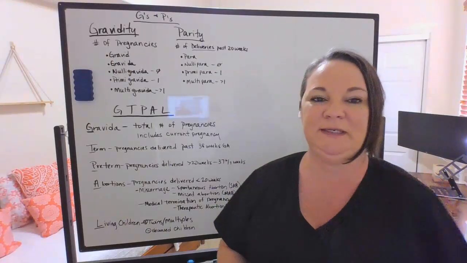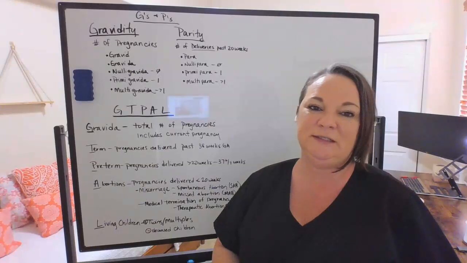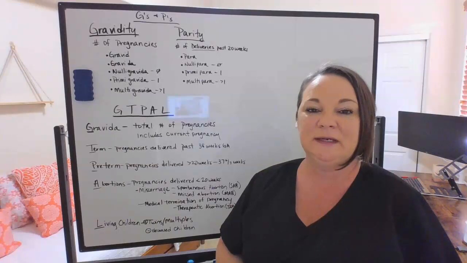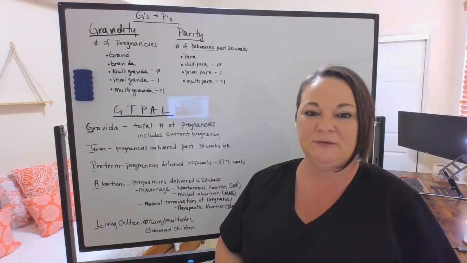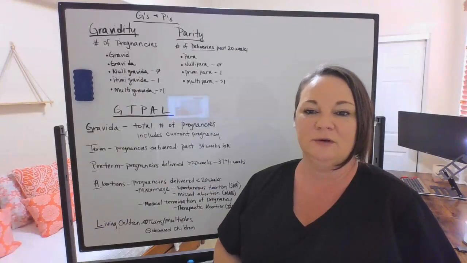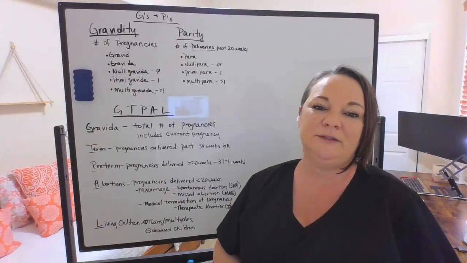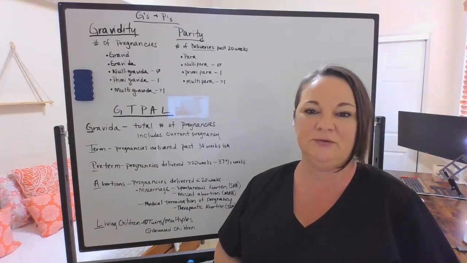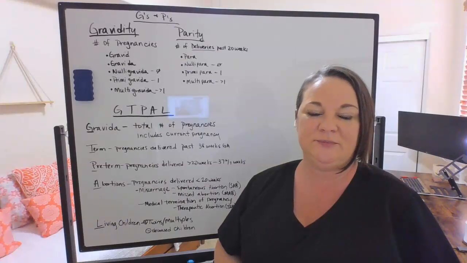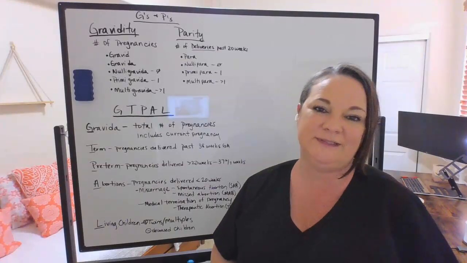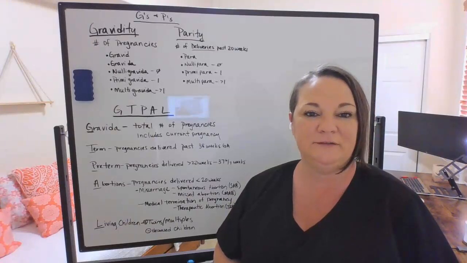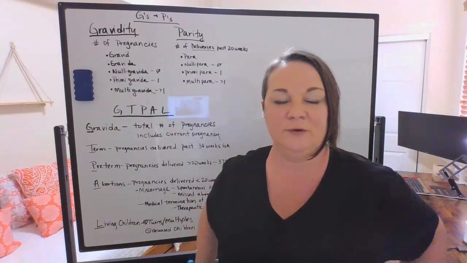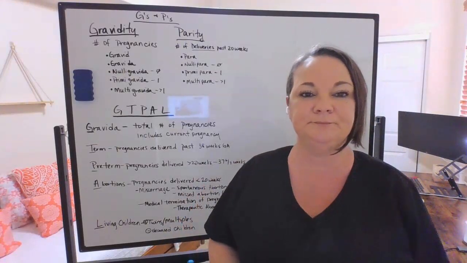Starting with just G's and P's, the G stands for gravidity, which is the total number of pregnancies, and that includes the current pregnancy. So when you see an NCLEX question or a question on a quiz, always remember to count the current pregnancy. So if in the question a patient is presenting to OB triage or presenting in labor or for a prenatal visit, that means they're currently pregnant. So you always need to add that current pregnancy into your calculations.